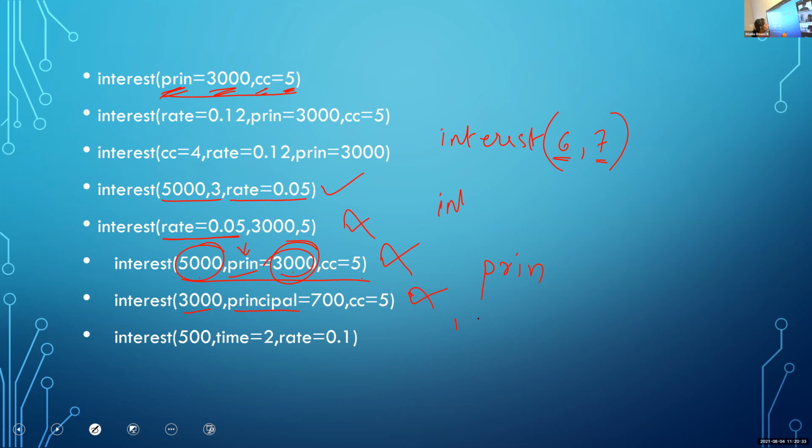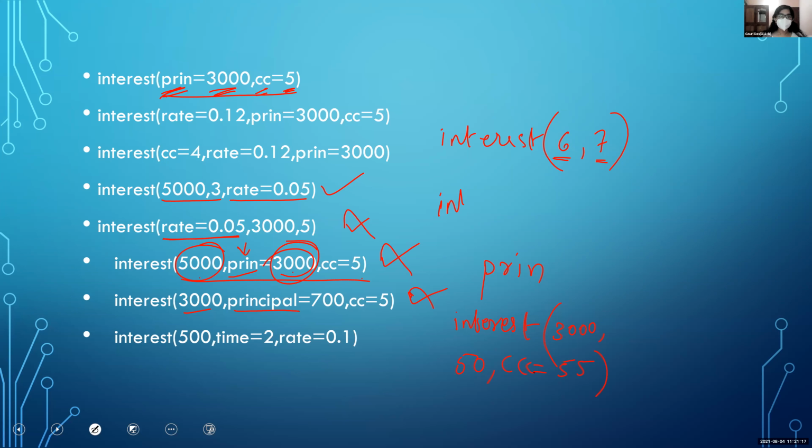Then I am giving another one. It is interest(3000, 50, CCC=55). What about this function interest within brackets? It is 3000 comma 50 comma CCC, three C's, which is equal to 55. Is it valid, Gauri?